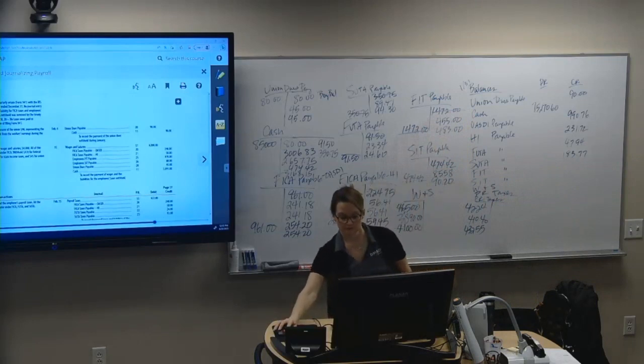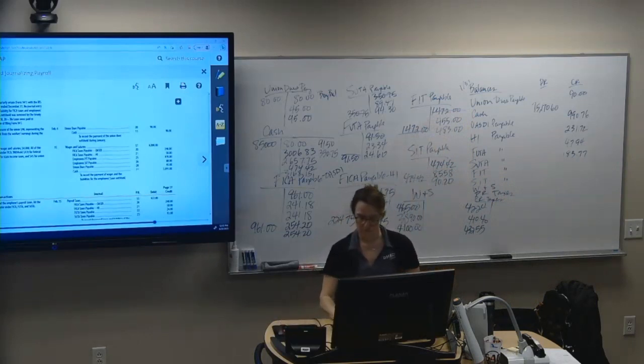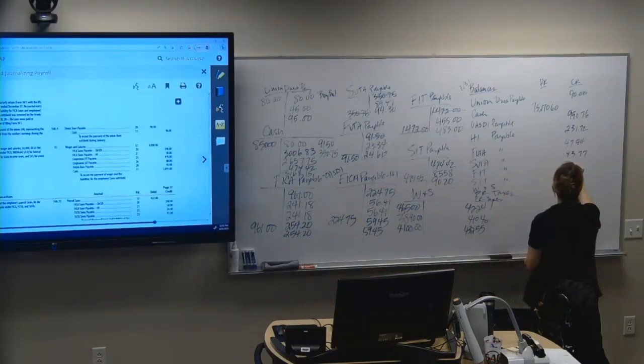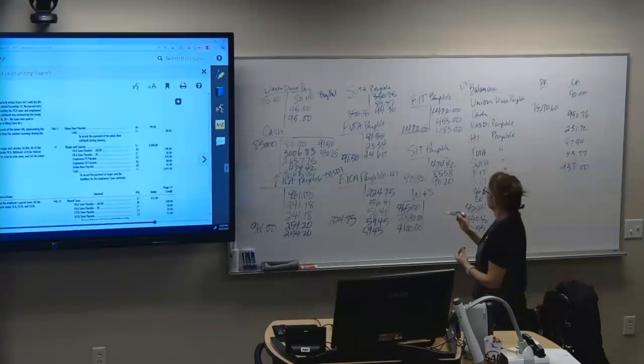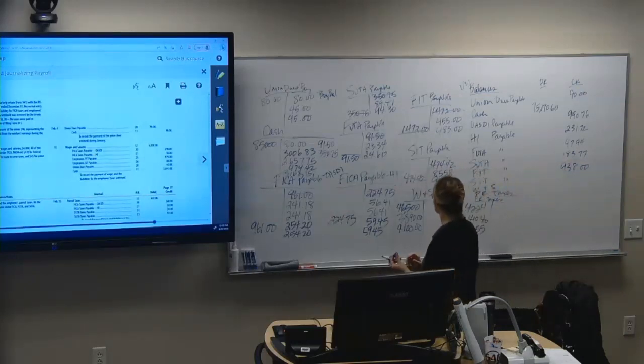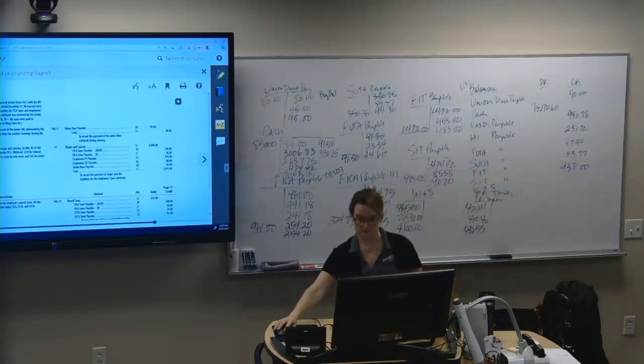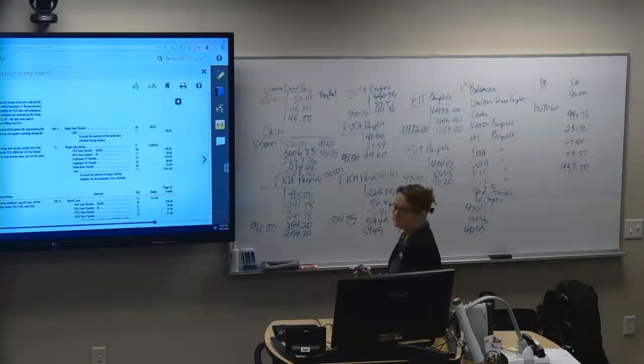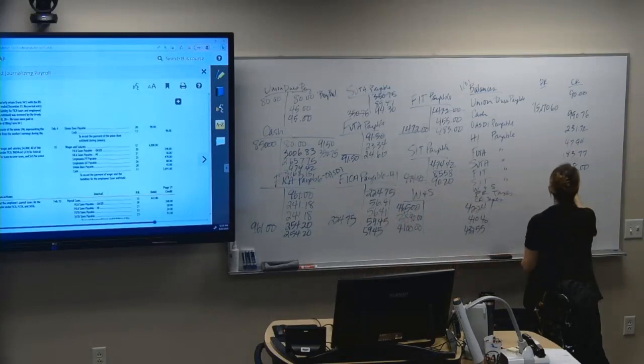455 plus 483. 938. State income tax, so 8558. 9020. 7578.